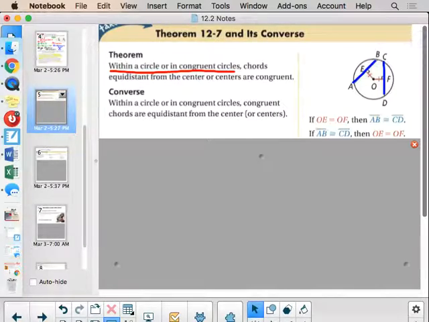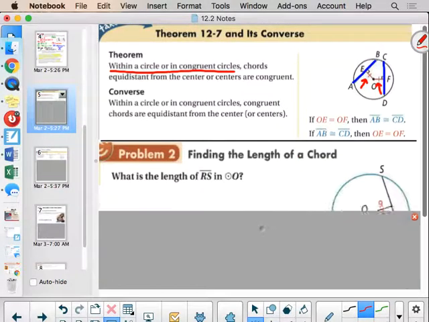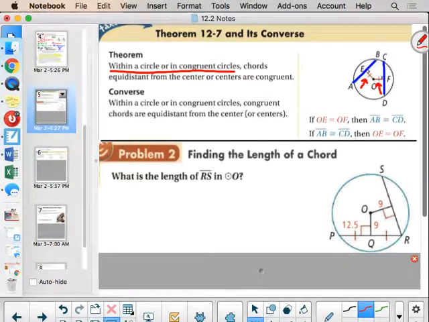But what I'm looking for in the diagram is information to indicate that they are the same distance away from the center. Okay? That's what I'm looking for in my given. So here's this example. I need to find the length of RS in the circle. It's a tough one, guys. So we've got to look at the given information. I noticed that these numbers right here are 9 and 9. What does that mean? If they're both 9, what's congruent?